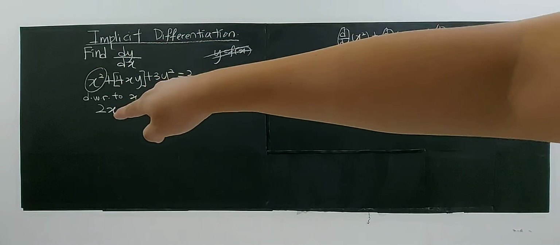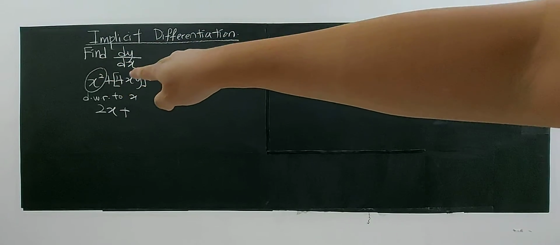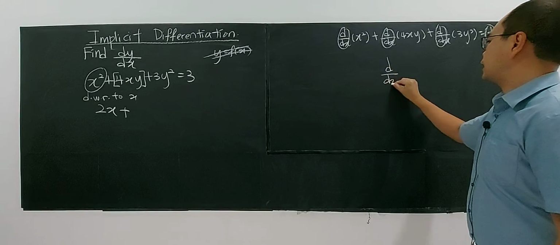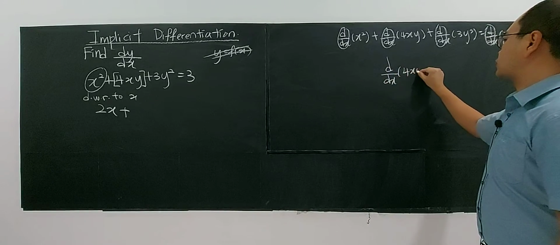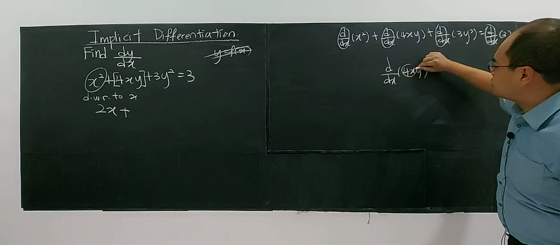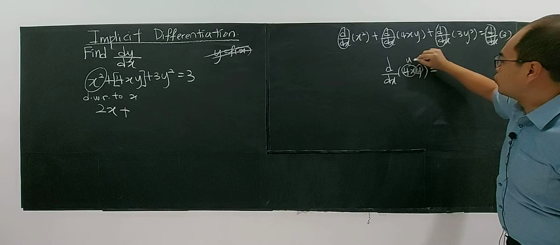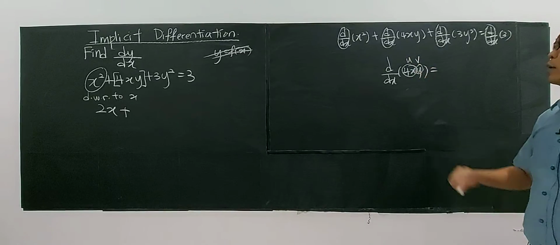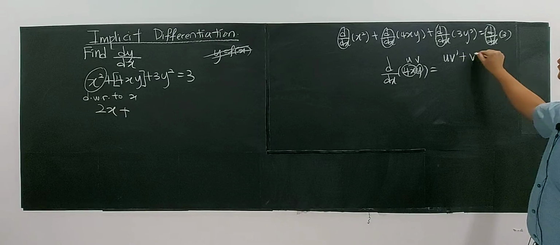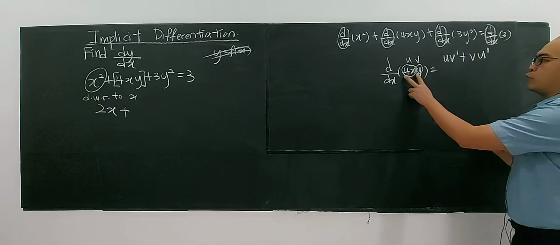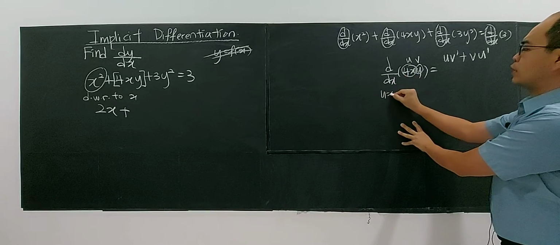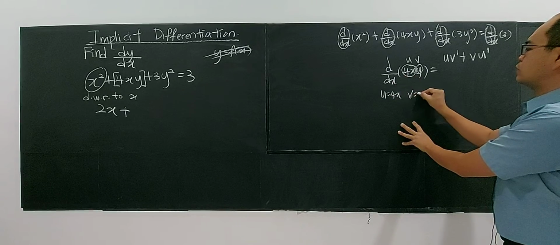Alright, so let's look at differentiating this term here. Differentiate x squared, you have 2x. Then d/dx of 4xy. How to deal with this? Because this is a product between u and v, the 4x and y, I'm going to apply the product rule, u v prime plus v u prime, where your u is 4x and your v is y.